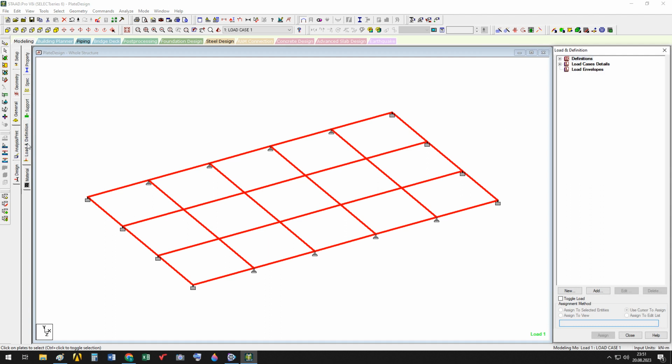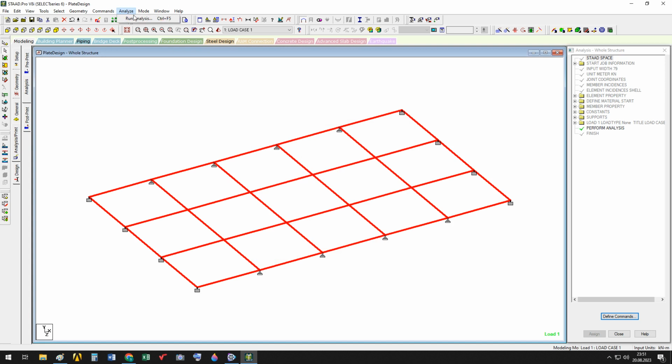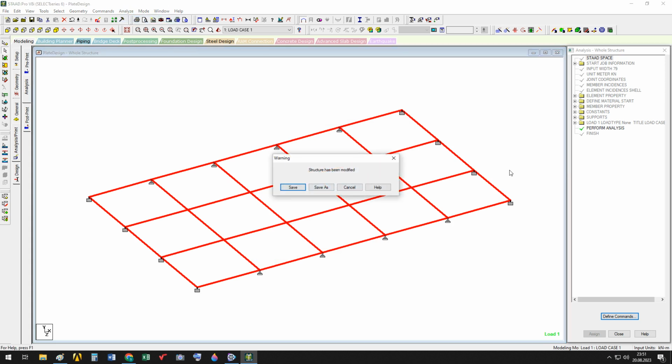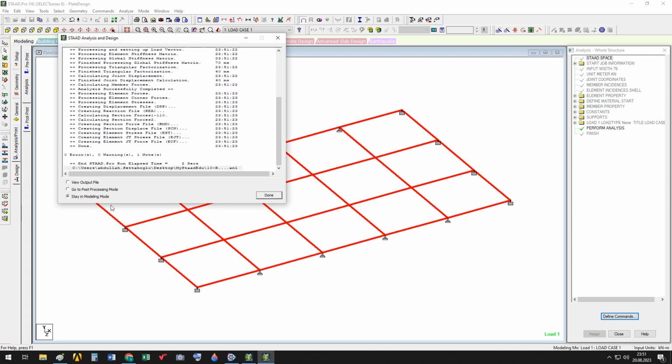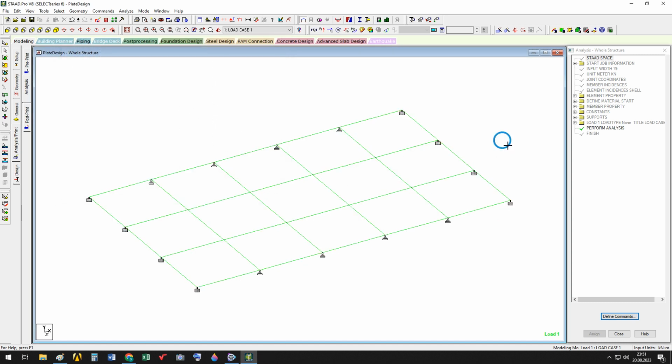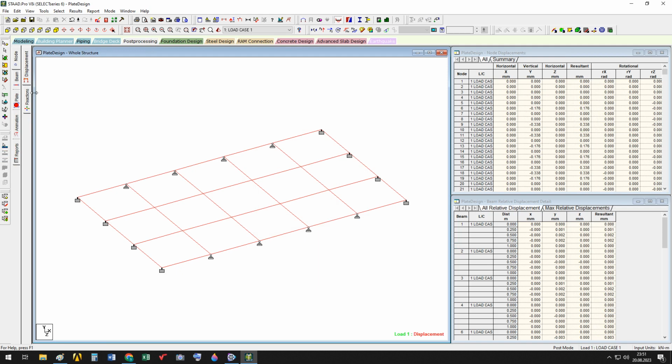Now load center analysis. In the analysis, okay, that's okay. Analysis has finished. Now we can see the analysis results. What are the analysis results in the post-processing plane for load case 1? Let's see the analysis results.